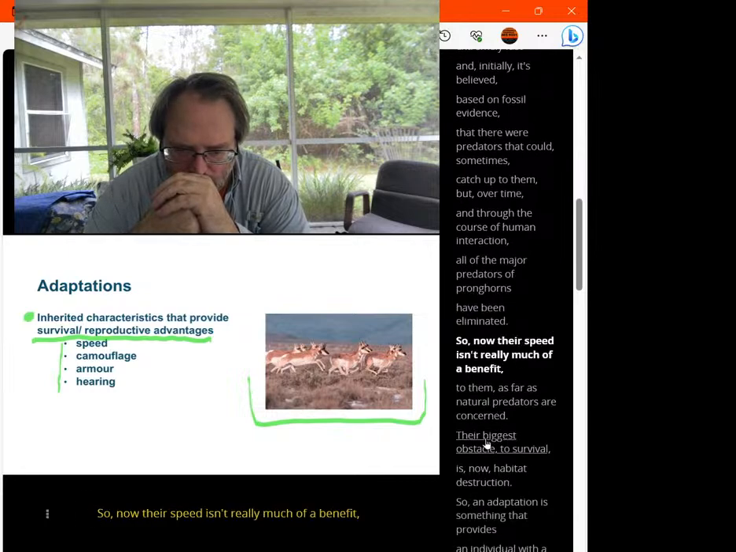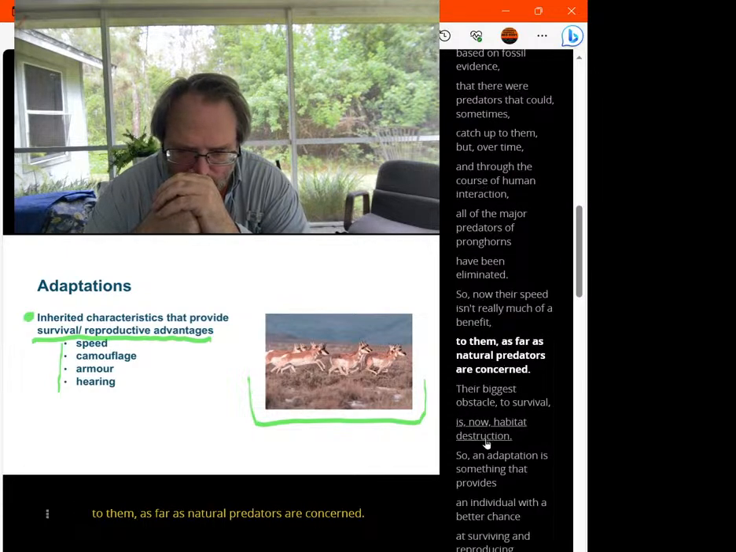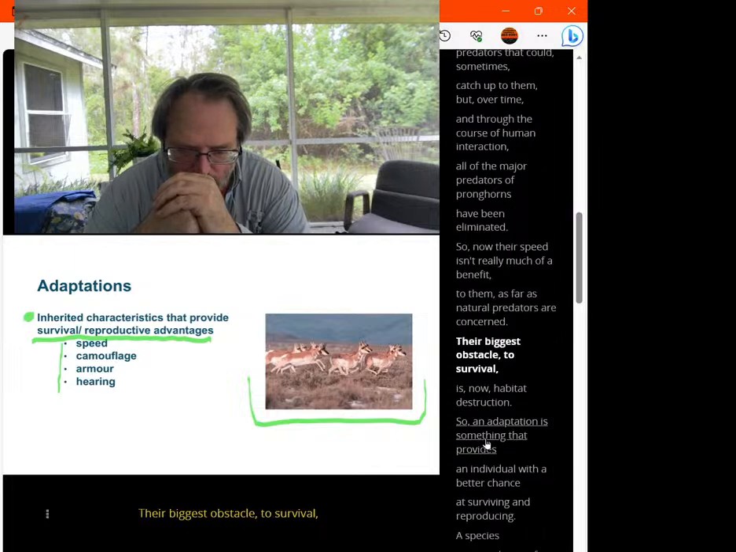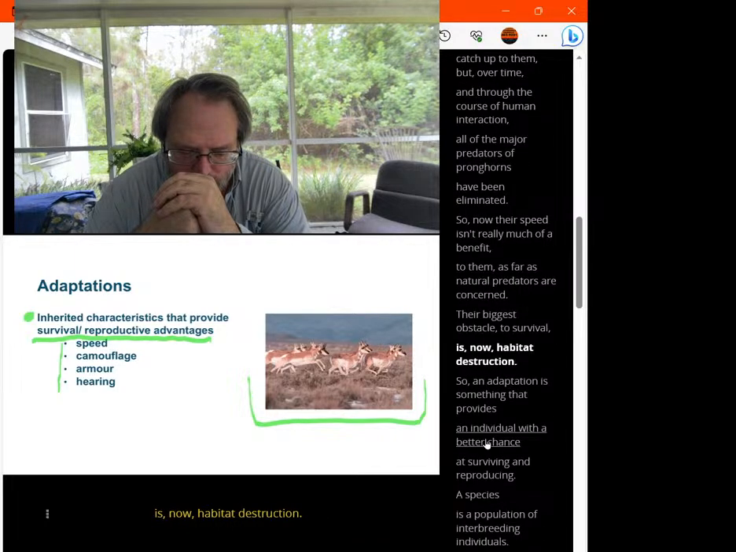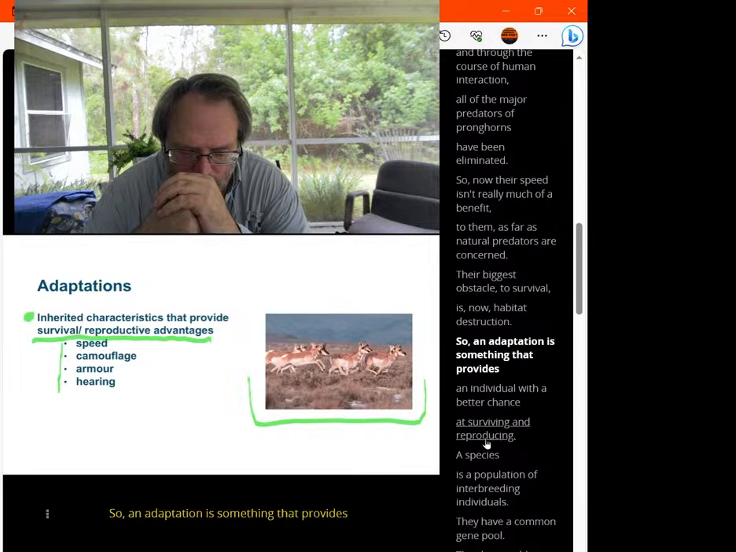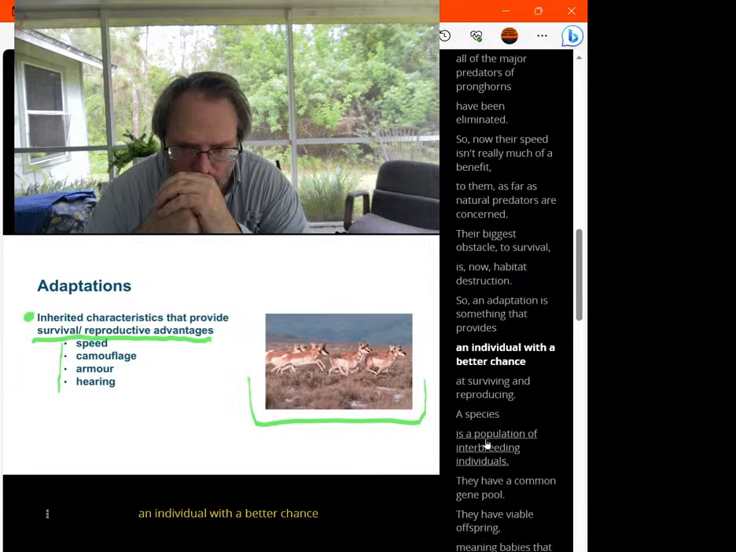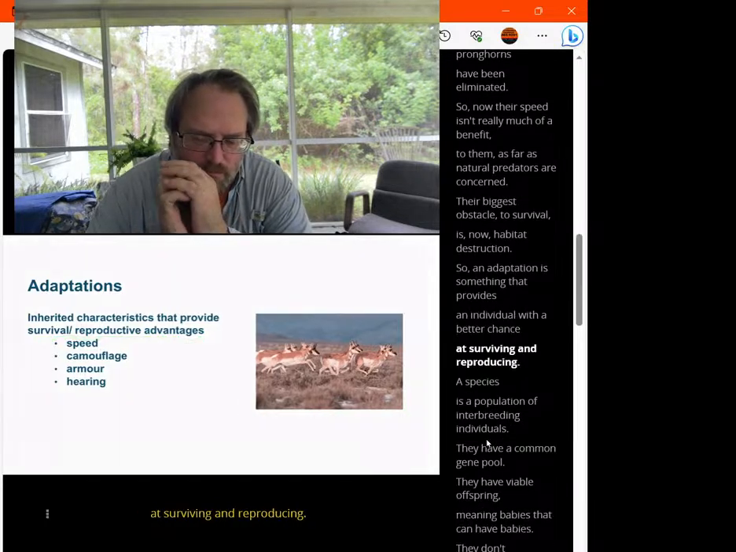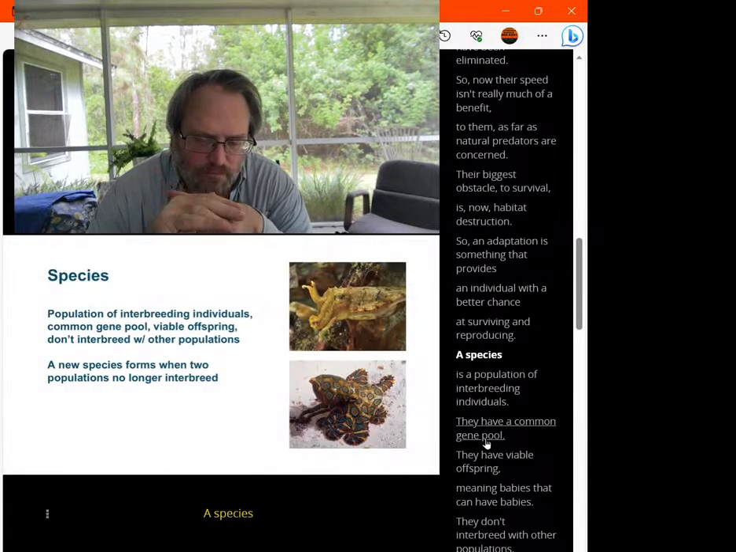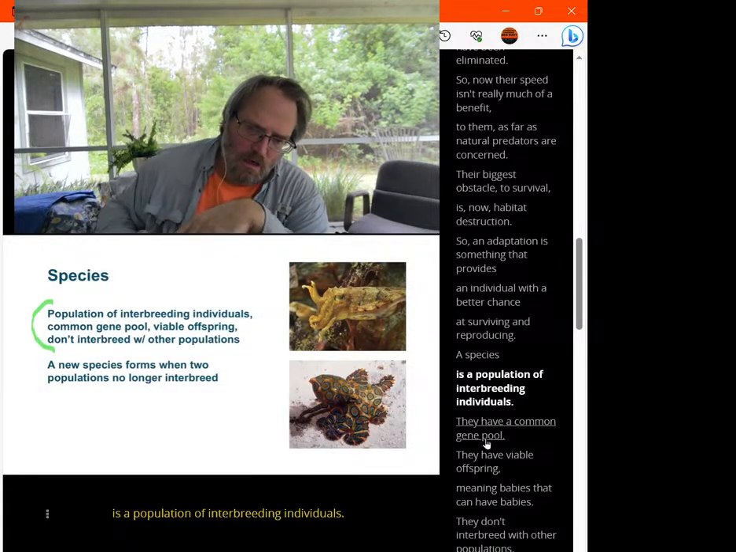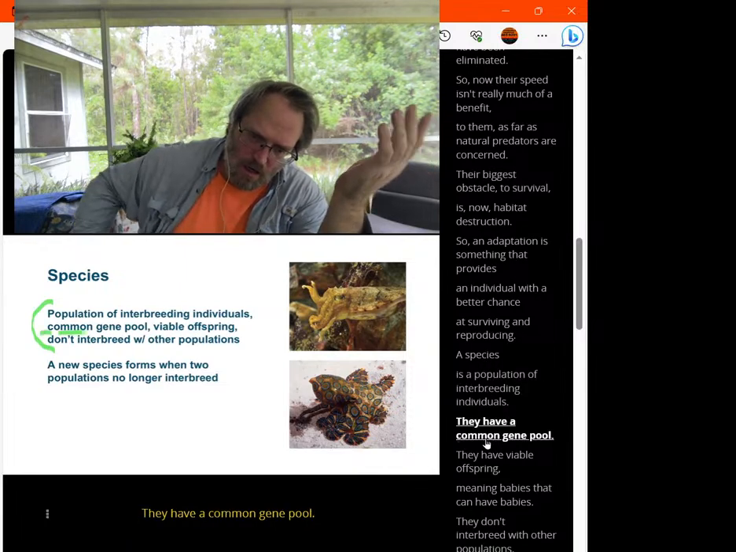So now their speed isn't really much of a benefit to them as far as natural predators are concerned, and their biggest obstacle to survival is now habitat destruction. So an adaptation is something that provides an individual with a better chance at surviving and reproducing. A species is a population of interbreeding individuals. They have a common gene pool.